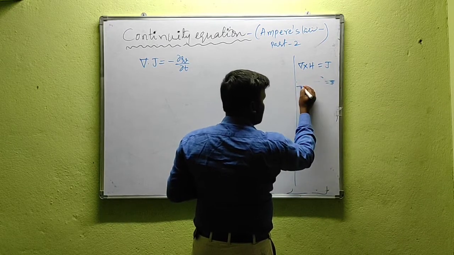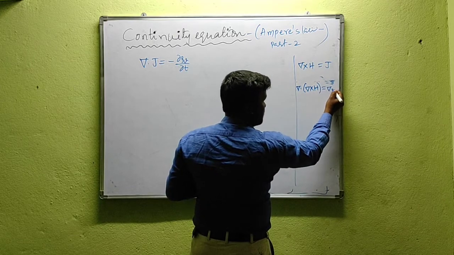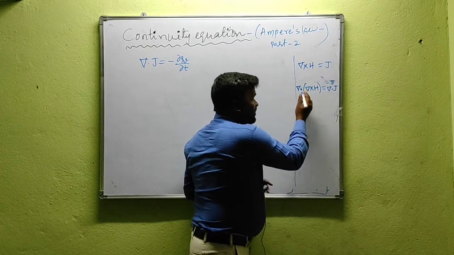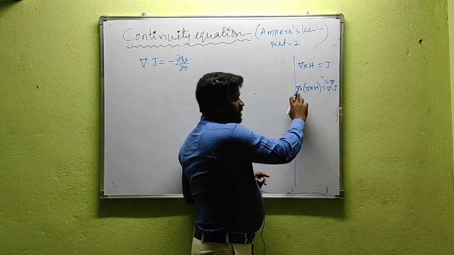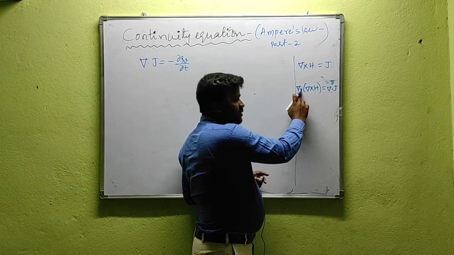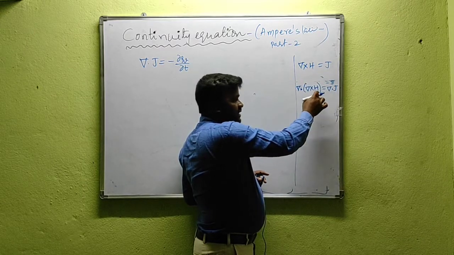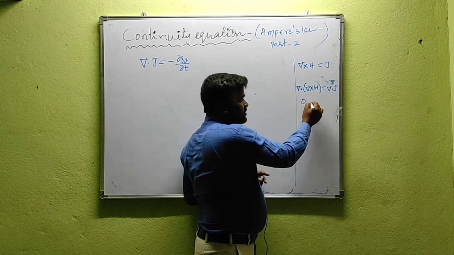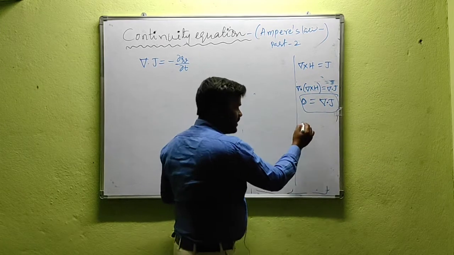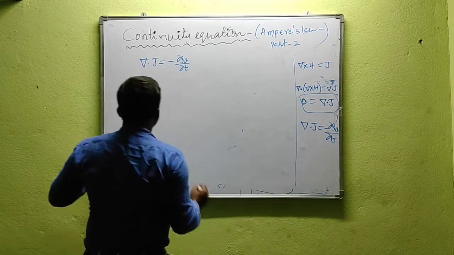Let us apply divergence on both sides, we will get it like this. But we came to know that the divergence of the curl of any vector is zero: del cross H is perpendicular to del, meaning the angle between del cross H and del is 90 degrees. As it is a dot product, we get mod of del cross H into cos 90. Cos 90 is 0, so it is 0. Del dot J is what we wrote in the last video as minus dou rho v by dou t.